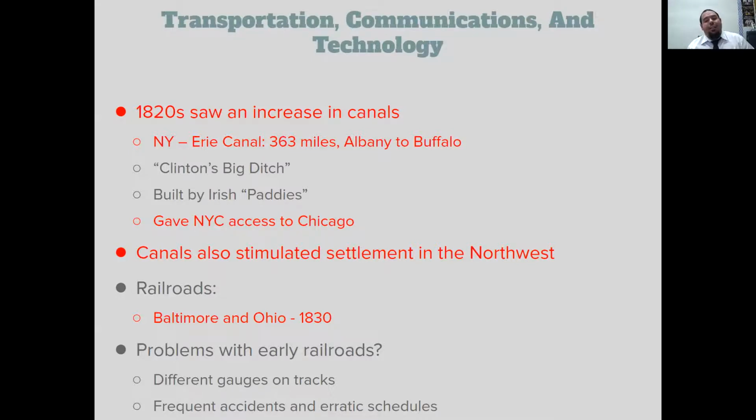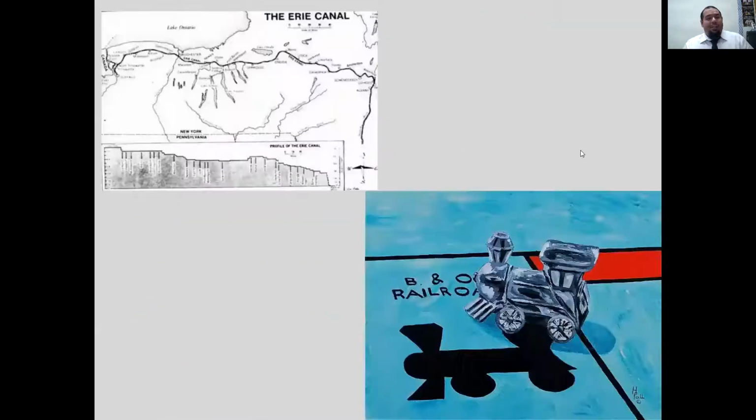Canals also stimulated the settlement in the Northwest. It was also very cheap to travel. Railroads. The first railroad company is the Baltimore and Ohio Railroad in 1830. But there were early problems with railroads because there are different gauges on different tracks. So certain trains couldn't go on certain tracks. And there were frequent accidents and erratic schedules. And because of the explosion of railroads later on, railroads actually helped create our time zones here in America.